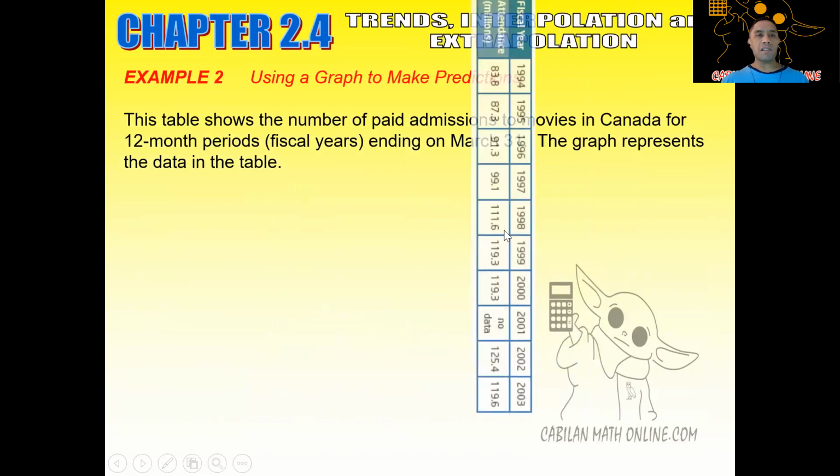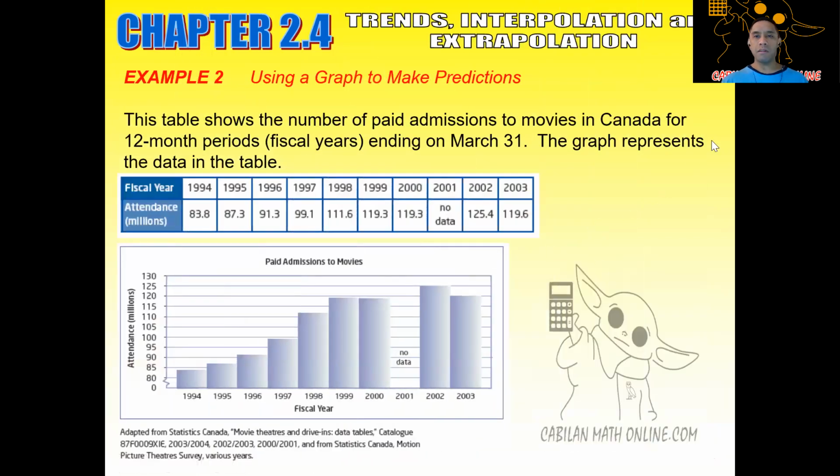So it says here, the table shows the number of paid admissions to movies in Canada for 12 months ending on March 31st. The graph represents the data in the table. Now, as you can see, not only do we have a table with the numbers, but we also have a graph that has already been provided for us. Just to go back to the independent and dependent variable, because it's already done for us, notice the top numbers, which represent the years. Notice that these are going on the horizontal axis, just like we did in the last example. And if you take a look at the bottom row over here, it's the attendance in millions that goes on the vertical axis.